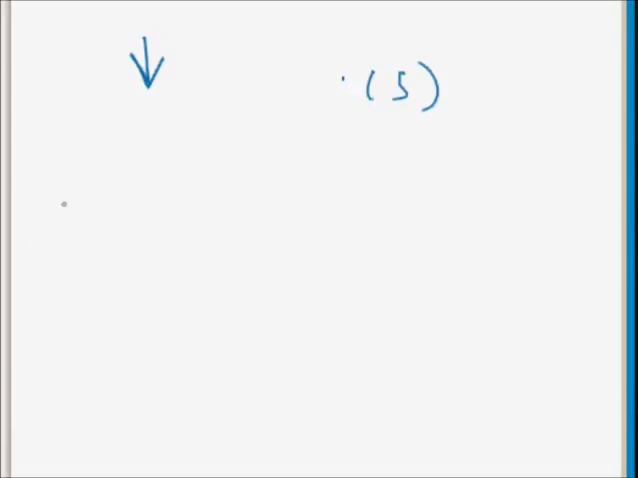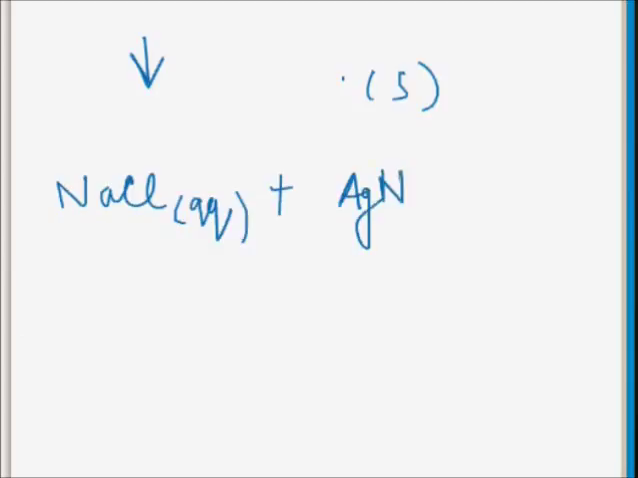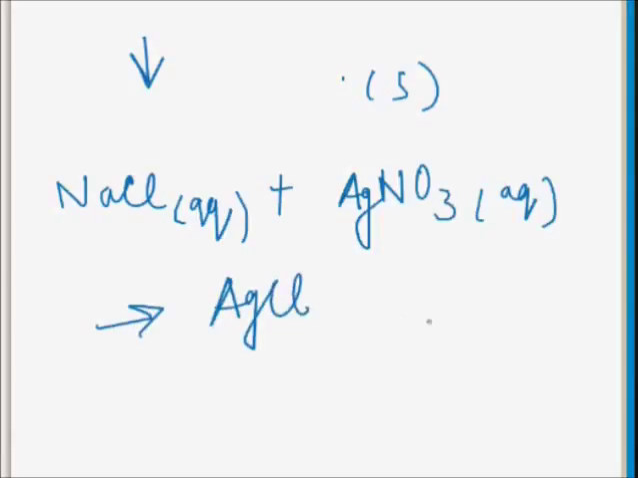For example, NaCl aqueous solution reacts with silver nitrate AgNO3. It is also an aqueous solution. It will give AgCl. Precipitate is formed in the form of AgCl. So we will place a downward arrow like this, and sodium nitrate NaNO3 is also formed. NaNO3 in aqueous form.